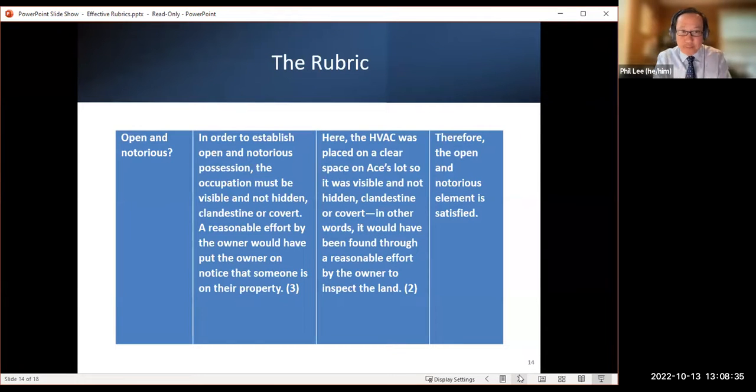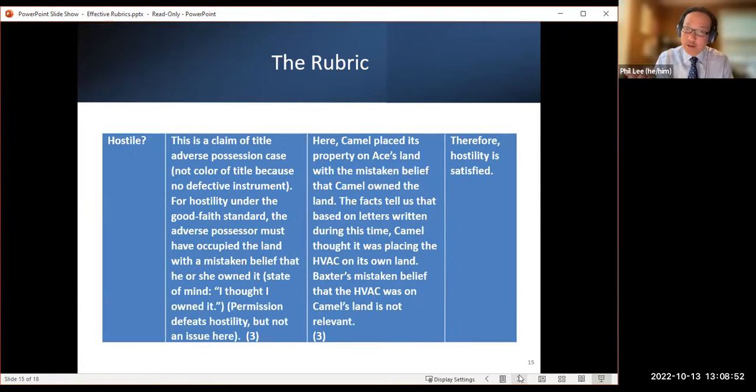All right, I do the same thing with open and notorious. I just want to highlight some things. If you look at the second column, that is the rule. And again, it's identical to what I presented in class. It's the same as how I teach it. We have the analysis and the point breakdown. Next slide. I do the same thing with hostility, right? The rule, the application, and I'm assuming the issue and conclusion will be there because that's just how they've been trained from first year forward.